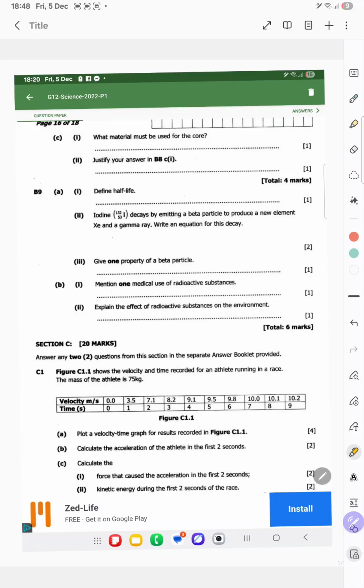Science Paper 2 2022 Physics section. So we are on the Physics section where we are answering question number 9, and in this case we have our first question there which says define half-life. So what is this half-life? Half-life is defined as the time taken for a radioactive isotope to decay by half. So time taken for any radioactive isotope to decay by half is what we call half-life.